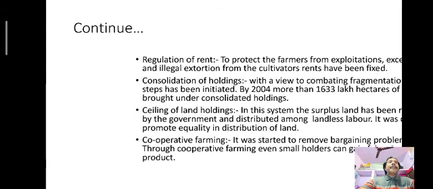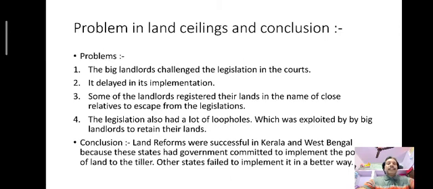Next is cooperative farming. Cooperative farming means farming which is done with cooperation among the farmers. It was started to remove bargaining. If more persons are available, the consumers bargain a lot and the farmers suffer. So to remove such bargaining problems, the government started cooperative farming. Through cooperative farming, even small holders can get a better price for their products. Is it clear? Now come to the next.